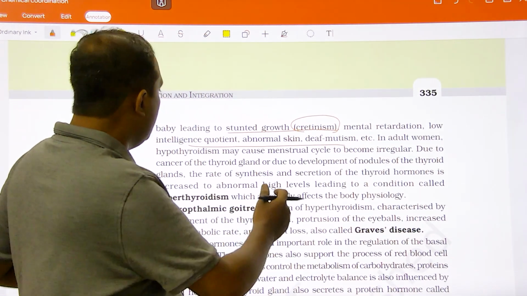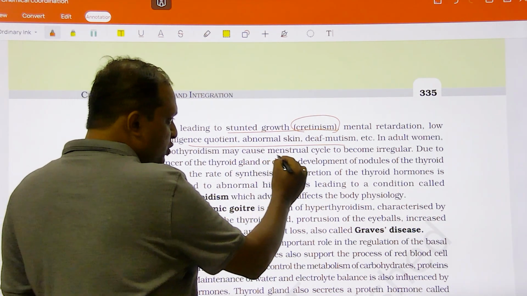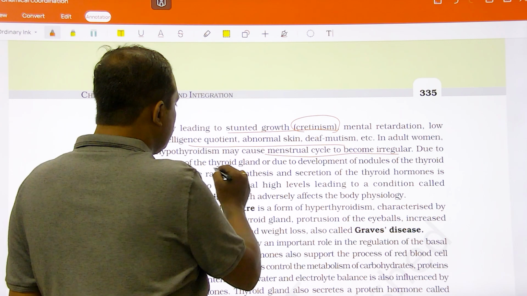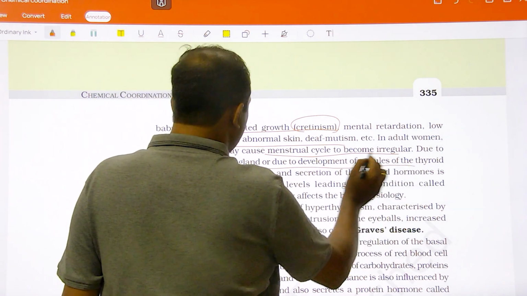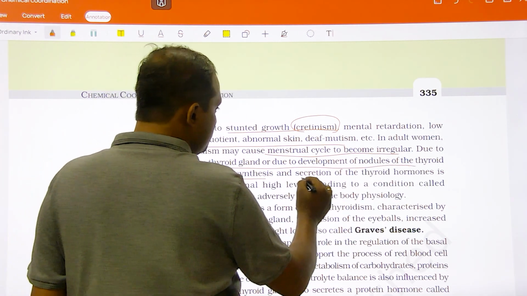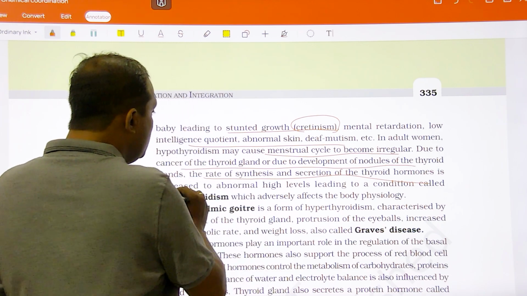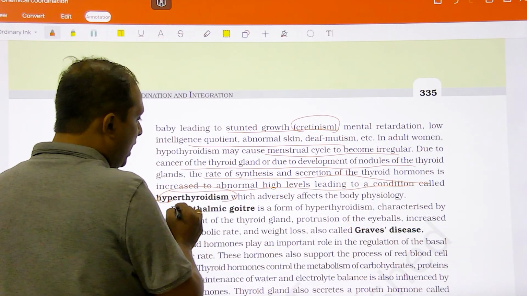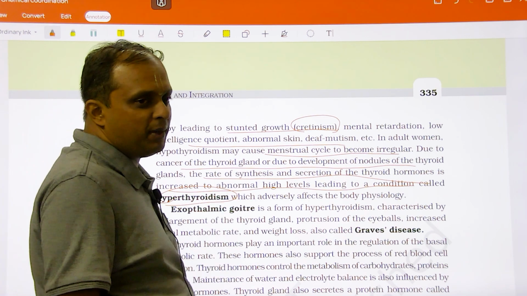In an adult woman, hypothyroidism may cause the menstrual cycle to become irregular. This is very important, right? Due to cancer of the thyroid gland and due to development of nodules of the thyroid gland, the rate of synthesis and secretion of thyroid hormones is increased to abnormally high levels, leading to a condition called hyperthyroidism. So they have given two different reasons for hyperthyroidism.